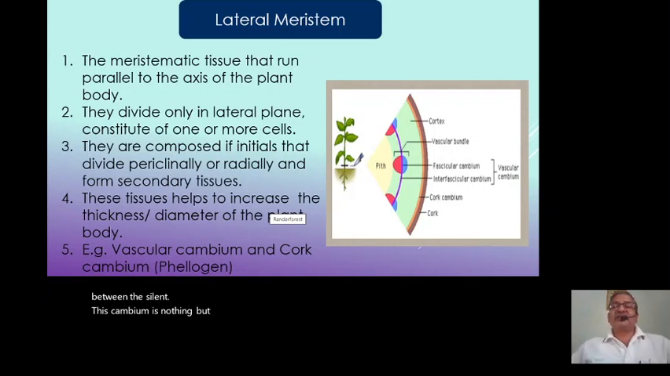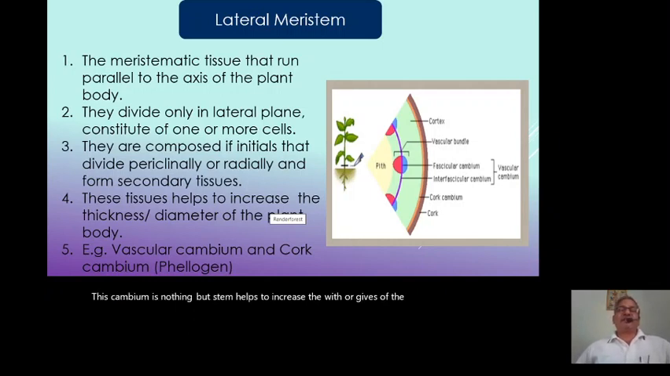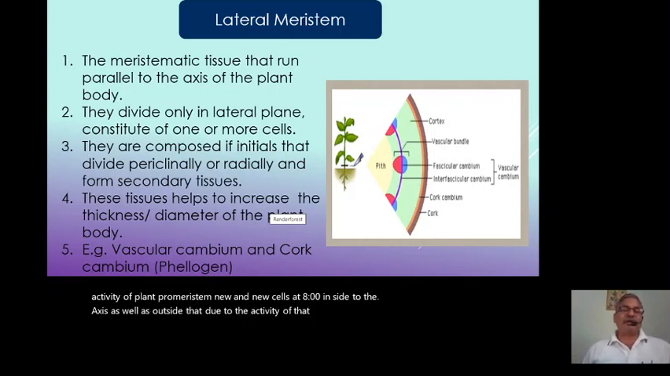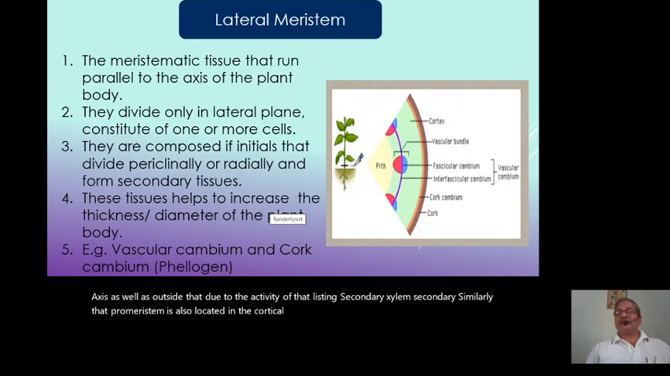The lateral meristem helps to increase the width or girth of the stem. Due to the activity of lateral meristem, new cells are added inside the axis as well as outside the axis. Due to the activity of lateral meristem, secondary xylem and secondary phloem are produced. Similarly, lateral meristem is also located in the cortical region, called the phellogen.